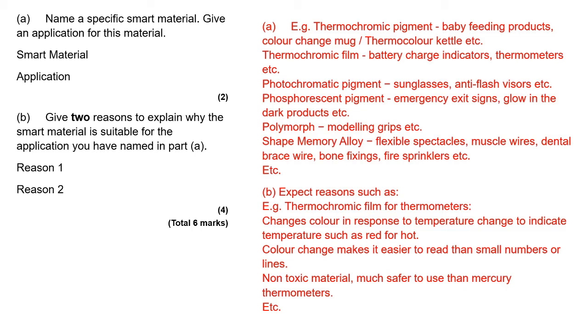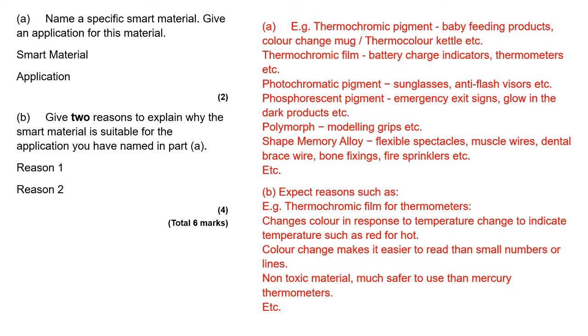Okay, so specific smart material, so you get anything like thermochromic pigment, that could have been baby feeding products, colour changing mugs, thermocolor kettles, anything like that. Thermochromic film, battery indicators, thermometers, photochromic pigment, phosphorescent pigment, polymorph, shape memory alloys. Any of those would have been absolutely fine as long as you know the use for it.